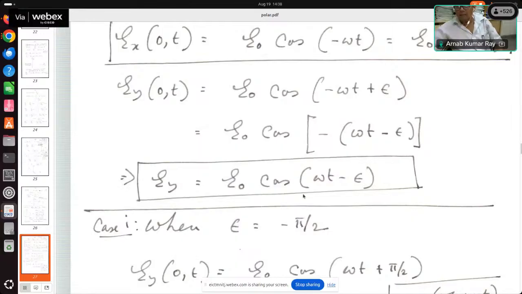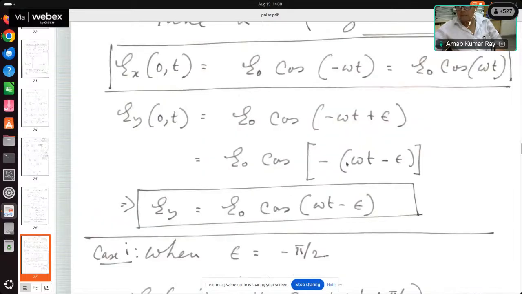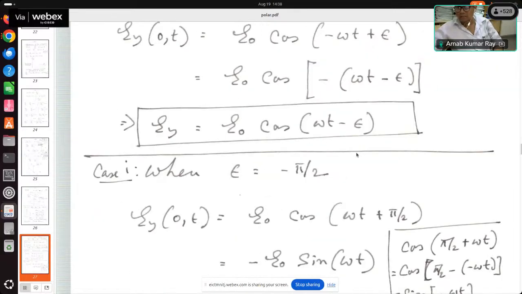Okay. Let us now see epsilon equal to minus pi by 2. If it is minus pi by 2, remember that we shall have a clockwise sweep of the tip of the field vector. Let's see how we can argue for that. Ex is equal to E naught cos omega t. That does not depend on epsilon. So we shall just look at the Ey part. Ey is equal to E naught cos omega t.